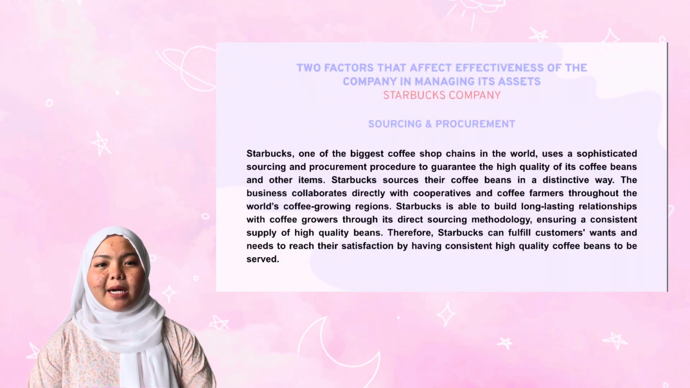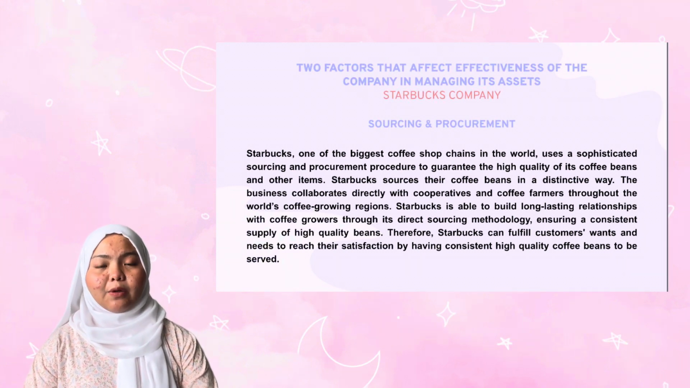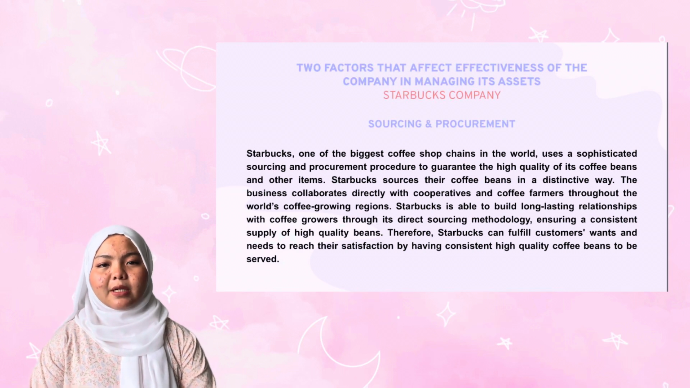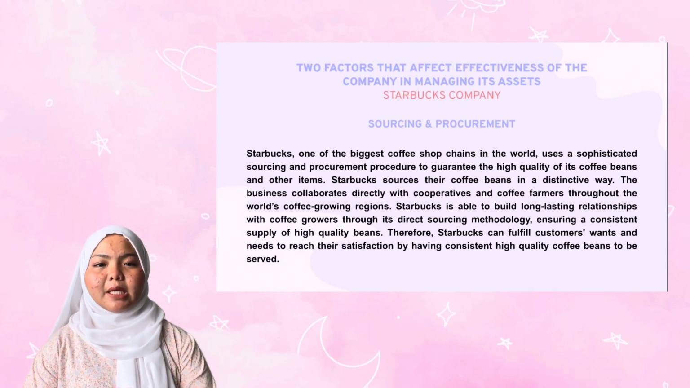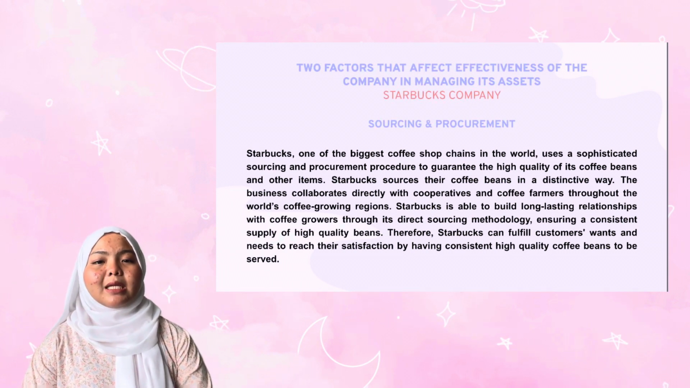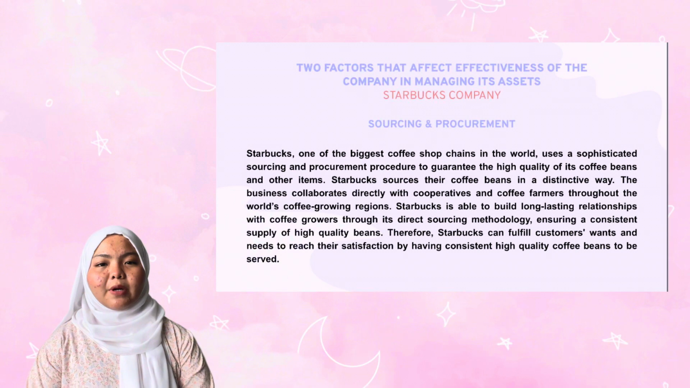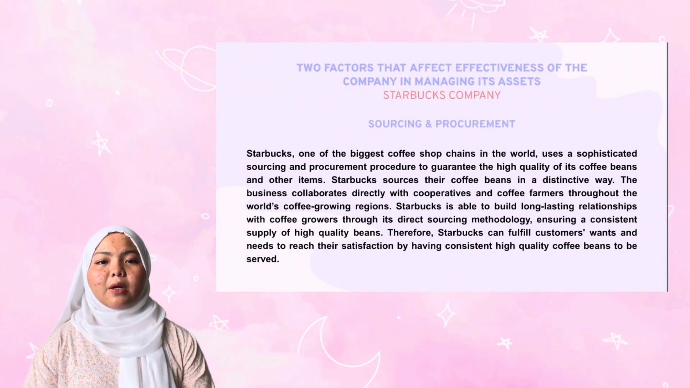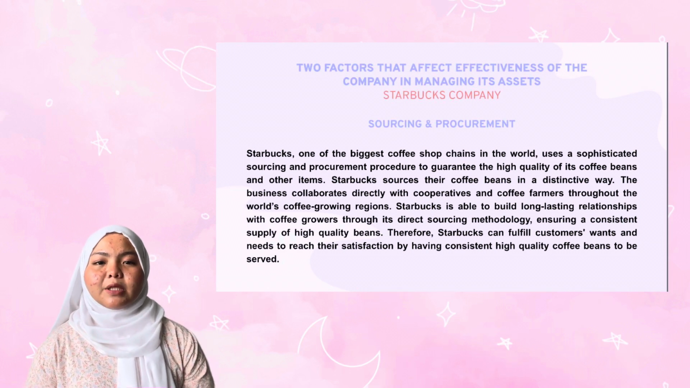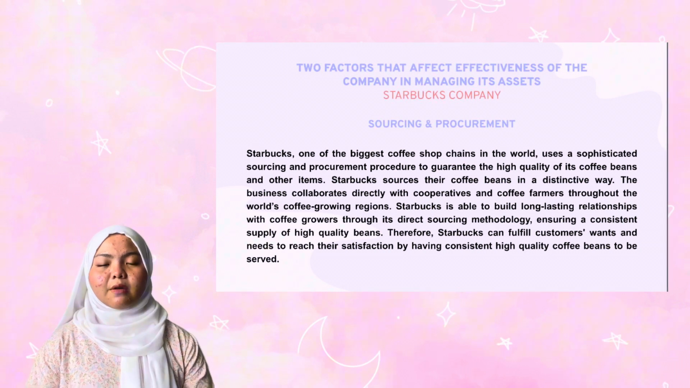The second factor is sourcing and procurement. Starbucks, one of the biggest coffee shop chains in the world, uses a sophisticated sourcing and procurement procedure to guarantee the high quality of its coffee beans and other items. Starbucks sources their coffee beans in a distinctive way. The business collaborates directly with cooperatives and coffee farmers throughout the world's coffee growing regions. Starbucks is able to build long-lasting relationships with coffee growers through its direct sourcing methodology, ensuring a consistent supply of high-quality beans.